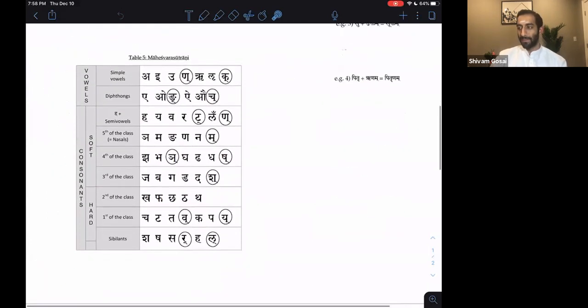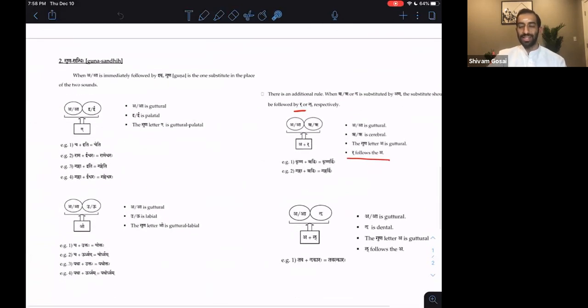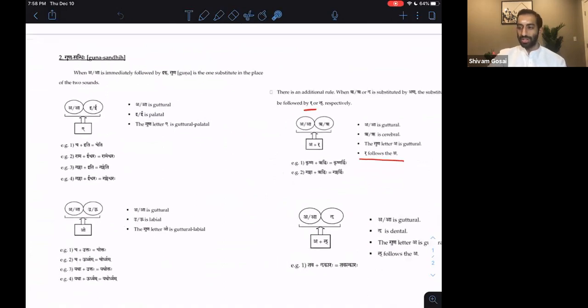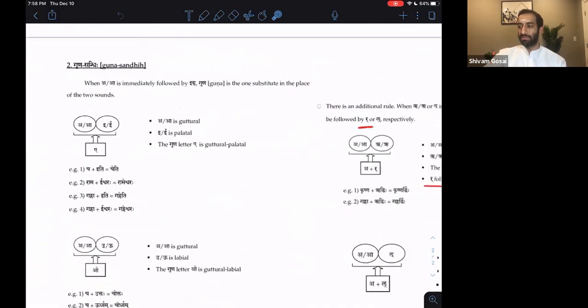Okay. We'll have to see that Maheshwara Sutra in a moment. But the second thing we learned was guna sandhi. Guna sandhi is when I have, backing up a little bit.